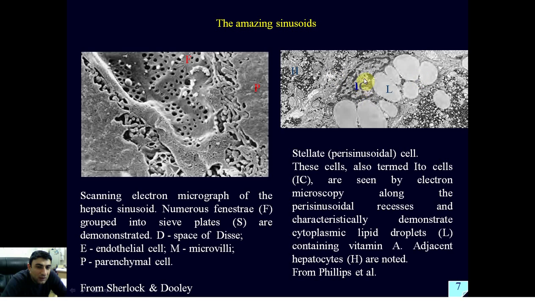It is marked here as IC, meaning Ito cell, named after the author, otherwise quite commonly known as a stellate cell. Within this stellate cell we see these lipid droplets, and it shows that normally the Ito cell is a cell for accumulation of lipids, and we store within these lipid droplets vitamin A. Of course, we may ask ourselves the same question: do we need a specific separate cell for storing vitamin A?